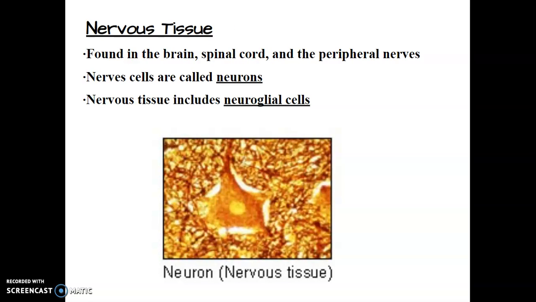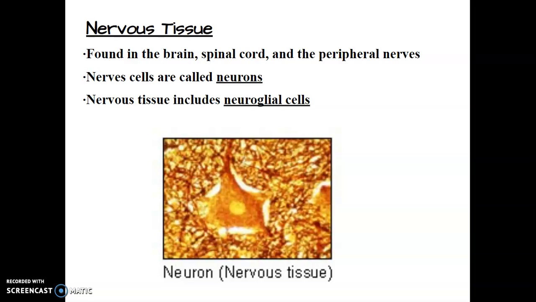So the fourth and final type of tissue, we've talked about epithelial, connective, and muscular, and now it's nervous tissue. Nervous tissue, and we're going to spend a whole unit talking about the nervous system, so I promise we'll get more in depth. But nervous tissue is found in the brain, spinal cord, and then the peripheral nerves, the ones that branch out from the spinal column. Nerve cells are called neurons. We're going to look at that in the next slide. But there are also neuroglial cells that support the neurons. The neurons are the ones that carry a signal from the body.